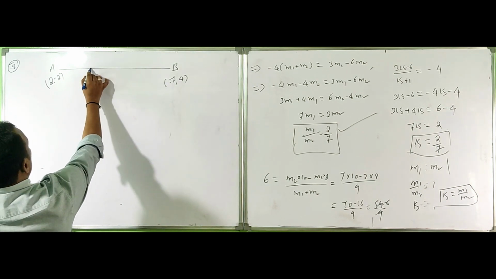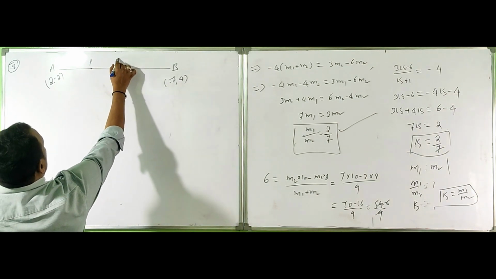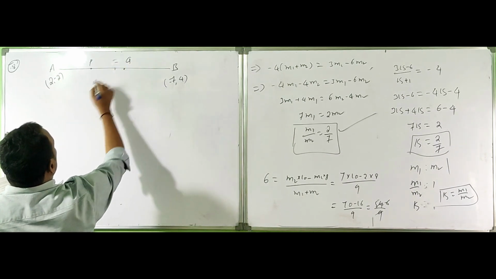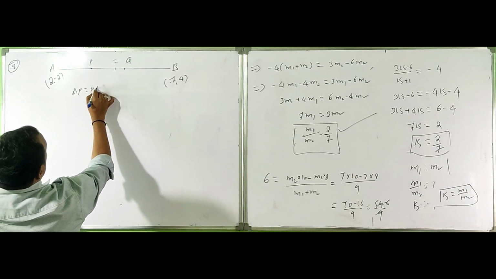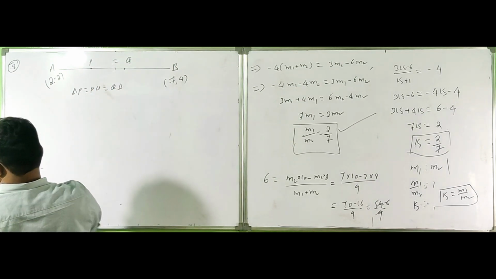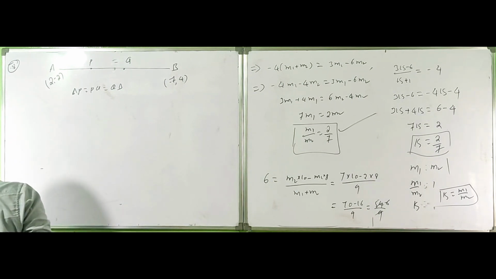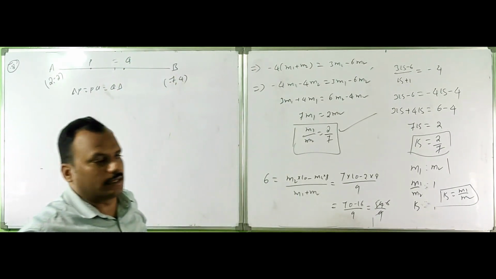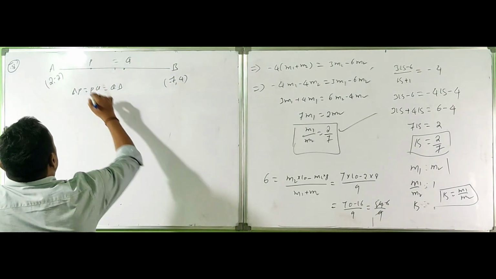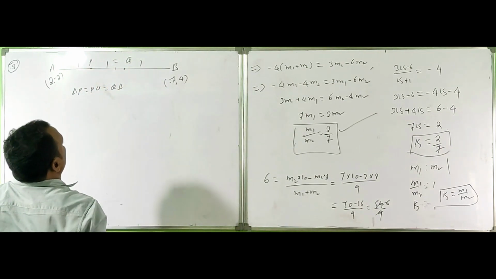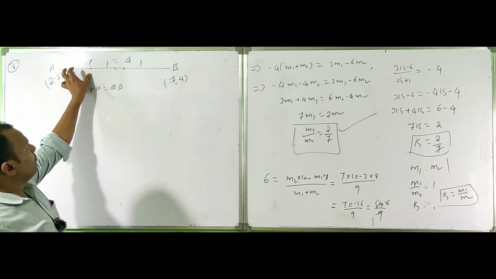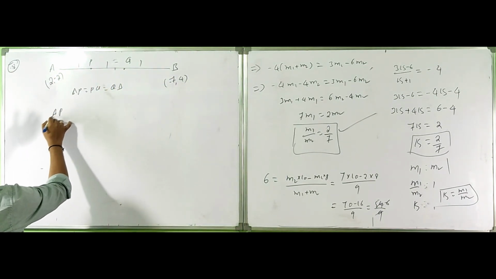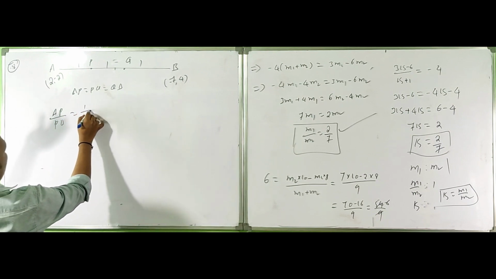The condition is points P and Q. Trisection means AP is equal to PQ is equal to QB. We have to find these points P and Q. Let's consider this is 1, this is 1, this is 1. So P divides AB in a ratio of AP to PB, which is 1 by 2.